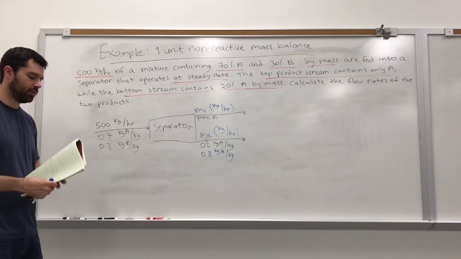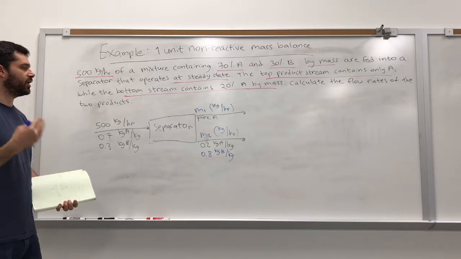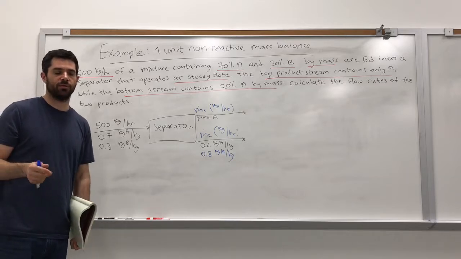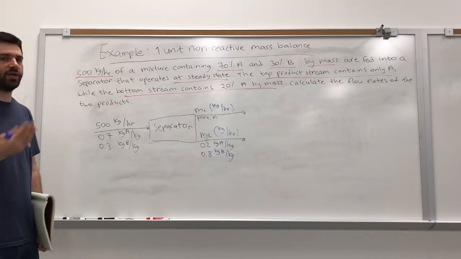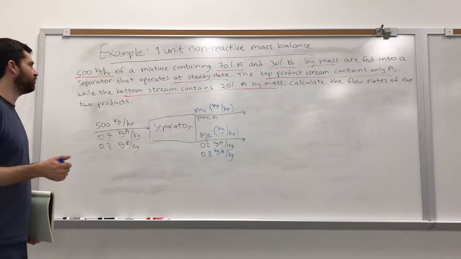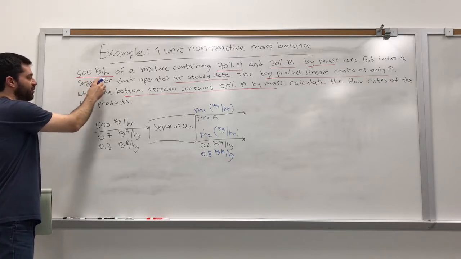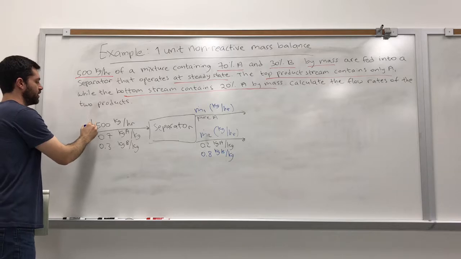everything that we know. Now, the next thing to do is to select a basis for the problem. Now, in a case like this, we've already had the basis selected for us. We've been told that we have a feed of 500 kilograms per hour, so this is going to be our basis.